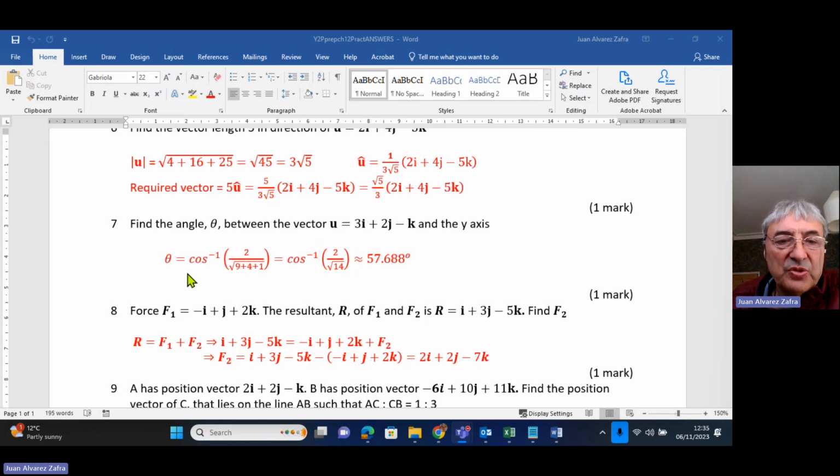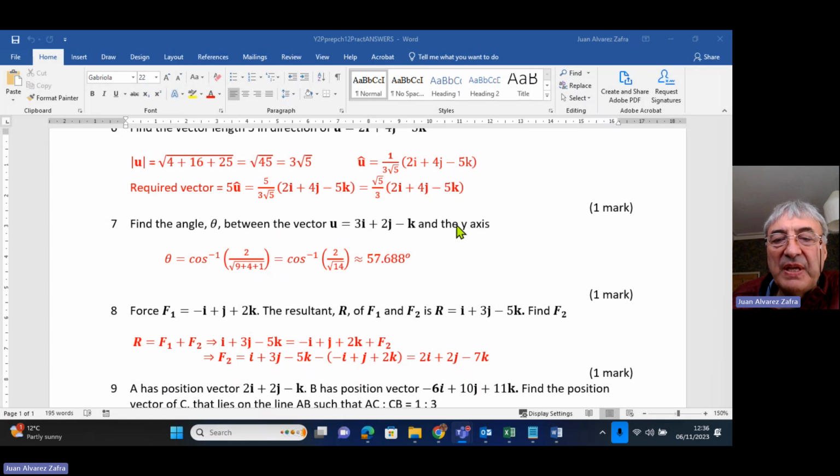So let's come back to this question. What's the angle between this vector and the y-axis? Well, what we do is we take the inverse cosine of the component of this vector in the y direction and divide that by the length of this vector. So the component in the y direction is 2. The length of the vector is the square root of 14. And so the angle between this vector and the y-axis is inverse cosine of 2 over root 14.